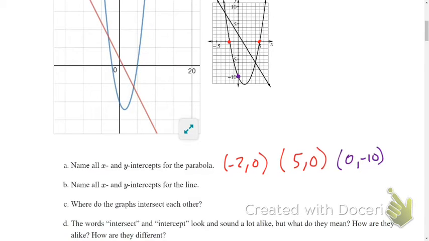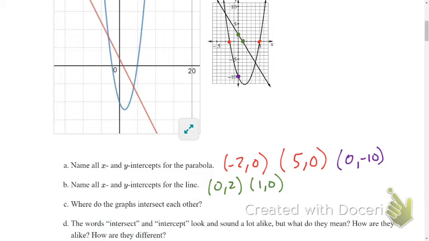And then for question B, it says find the x and y intercepts for the line. So let's take a look at that line that's provided. I have 2 points right there. I have a y-intercept of 0, 2, and then an x-intercept of 1, 0.